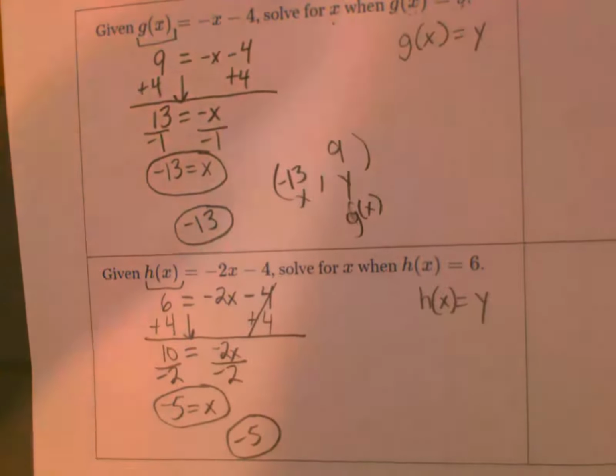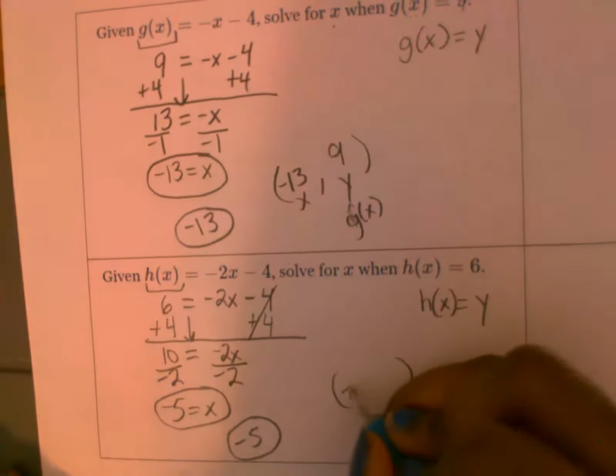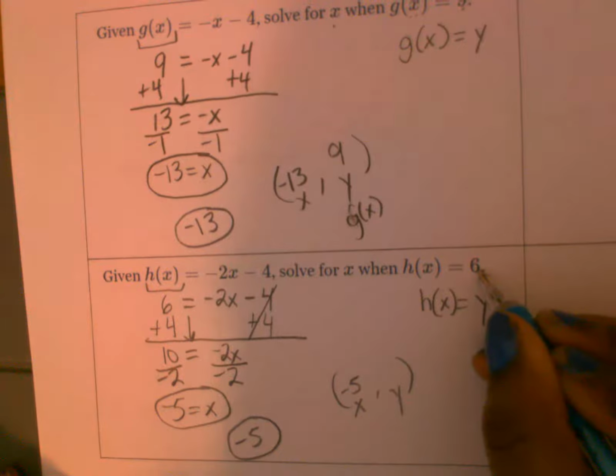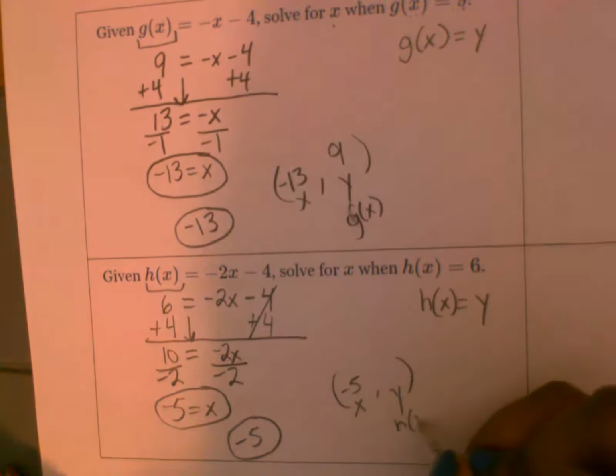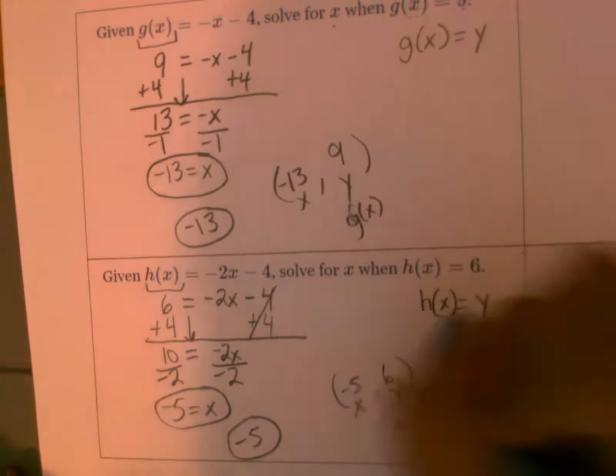If they ever ask for the ordered pair, you give them the x value, which is -5, and the y value they gave you initially, or remember it was h of x, which is the same thing, is 6. Okay? But they only want the answer -5 here. Okay?